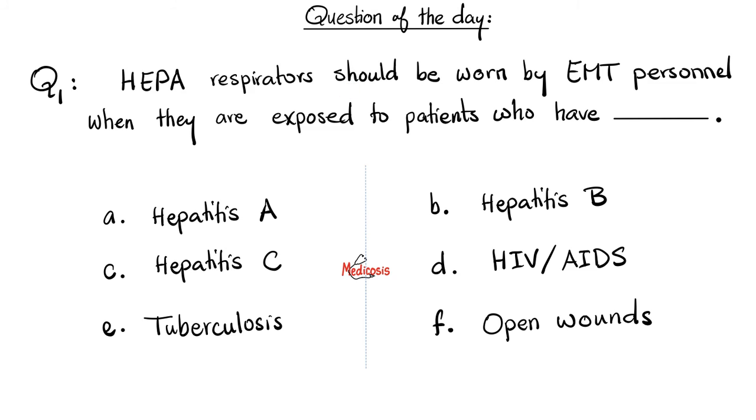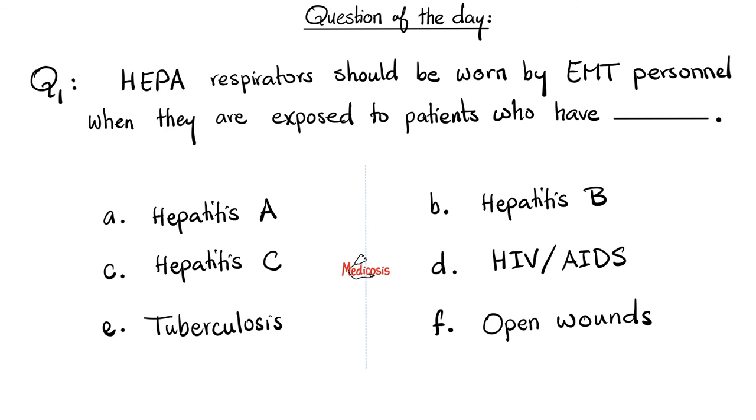Let's answer the question of a previous video in this EMT-EMS Paramedics playlist. The high-efficiency particulate air respirator should be worn by an EMT personnel when they are exposed to patients who have what? Is it A, B, C, D, E, or F? Please pause the video and try to answer this yourself.